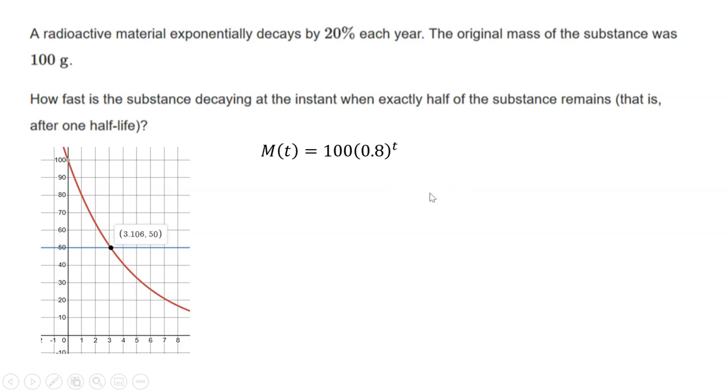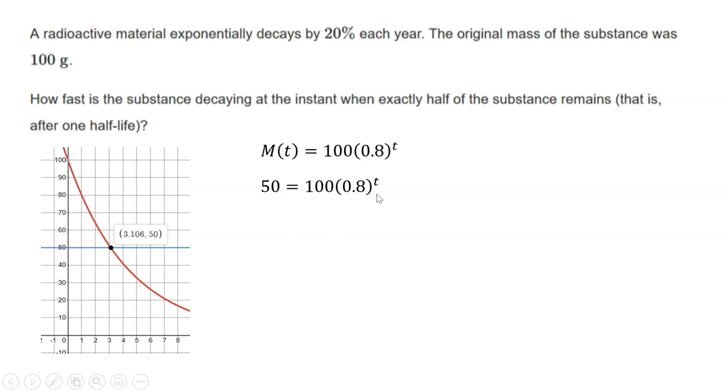Okay, so there's our equation, right? And we're trying to figure out what is happening when it's exactly half after one half-life. So where are you after one half-life? Well, you're at the 50 mark, right? That's 50. So I'm going to set this equal to 50, because I want to know at what time this happens. Then after that, we can use that time to see how fast it's decaying when you're exactly at half.